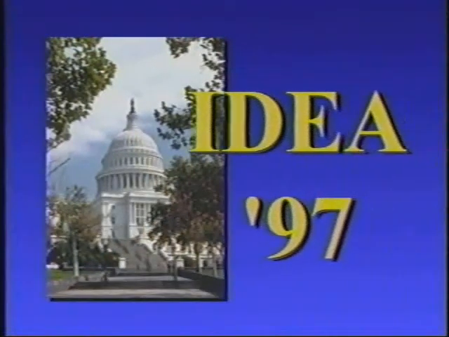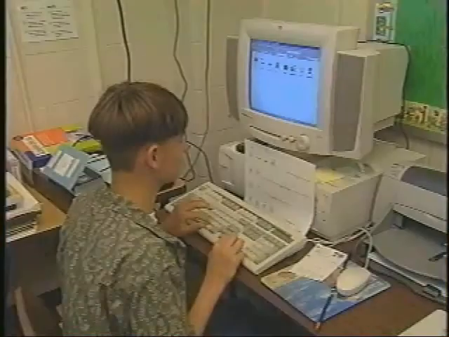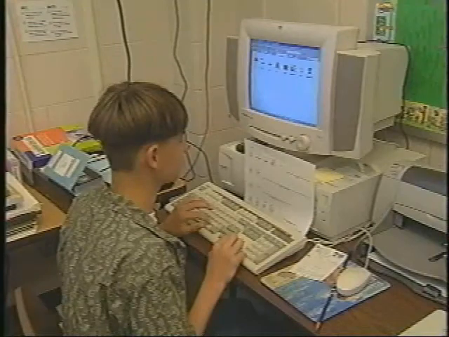IDEA 97 increased the emphasis on assistive technology and added the requirement that a student's need for assistive technology must be considered in developing an individual education program. Assistive technology is any item, piece of equipment, or product that's used to increase, maintain, or improve functional capabilities of individuals with disabilities. When people think about assistive technology, they often think about computers or sophisticated electronic devices.